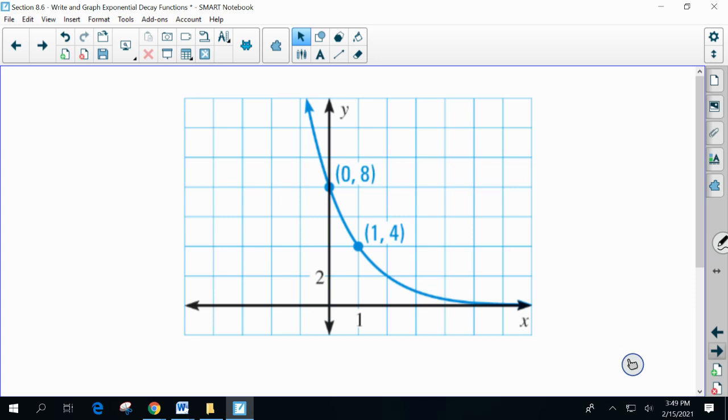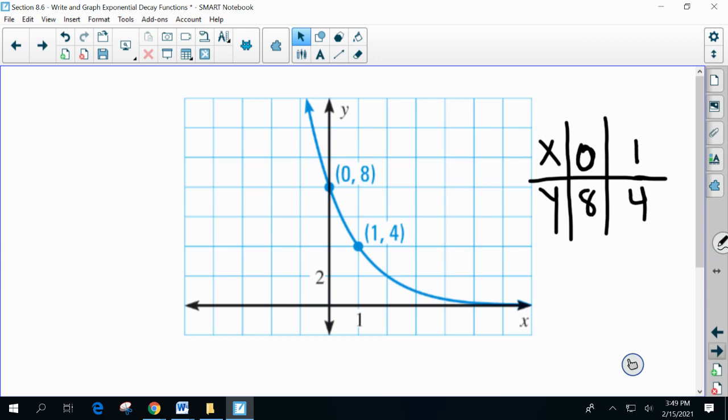Okay, so here's a graph that's already done for us. What we're going to do is make our own XY chart from this, and we're going to try to determine what the equation is. At 0, y is at 8, and at 1, y is at 4. We could also do 2. When x equals 2, y is at 2.